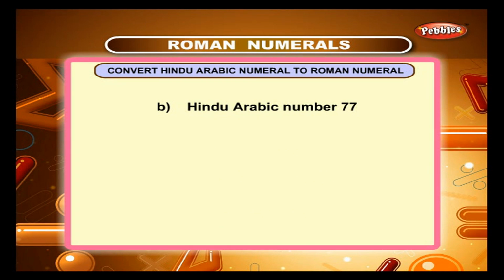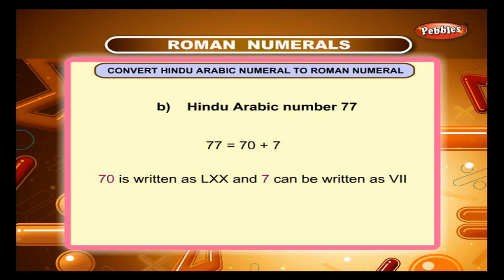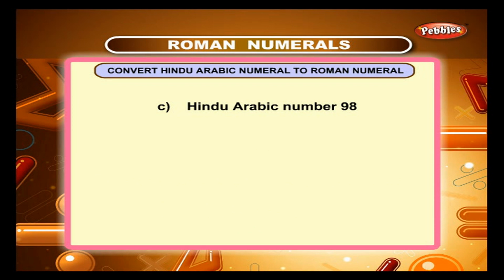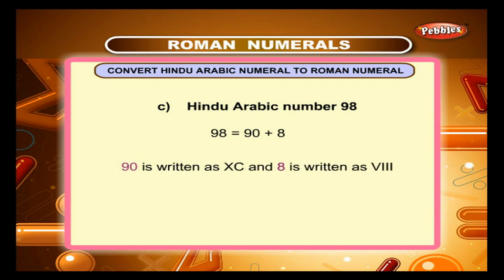B. Convert Hindu Arabic number 77 to Roman numeral. 77 equals 70 plus 7. 70 is written as LXX. And 7 can be written as VII. So 77 equals LXXVII. C. Hindu Arabic number 98 to Roman numeral. 98 is equal to 90 plus 8. 90 is written as XC. And 8 is written as VIII. So 98 is equal to XCVIII.